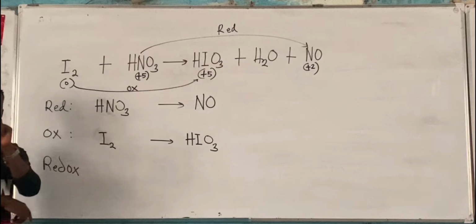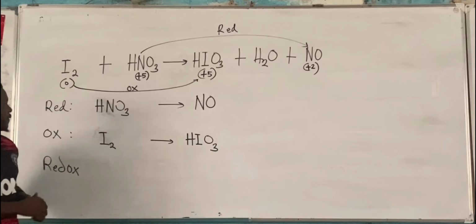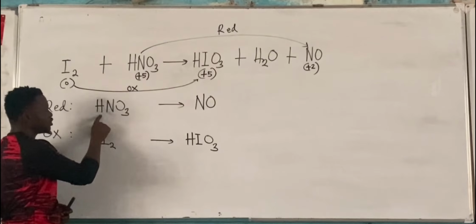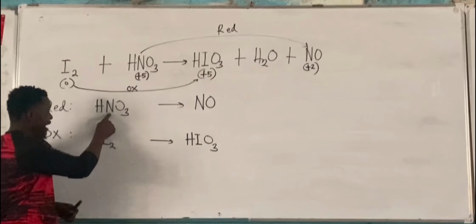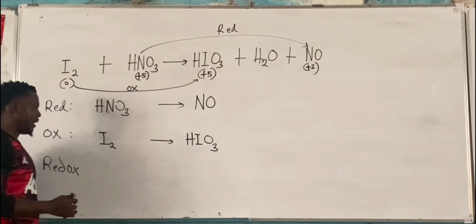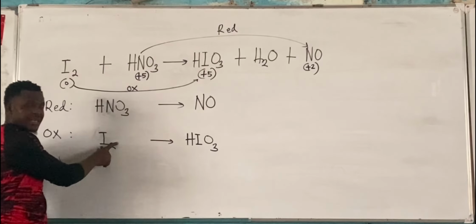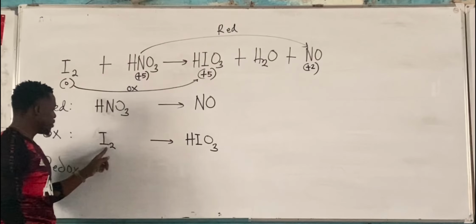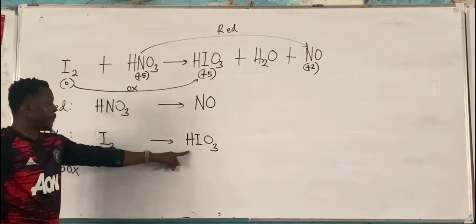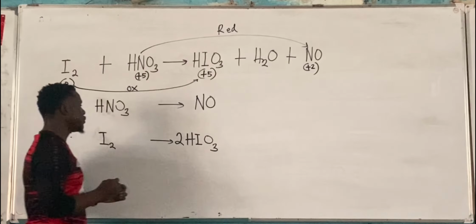Step 2 says balance atoms other than oxygen and what? Hydrogen. Apart from oxygen and hydrogen, you have nitrogen here, right? Nitrogen is balanced here because it's 1-1. Now let's try the second guy. Iodine is not balanced here. Iodine is 2 here, iodine is how many here? So for me to balance iodine, how many will I add here? 2. So I'll come here, I'll put 2.